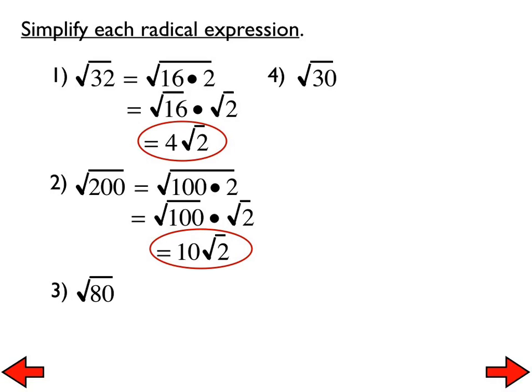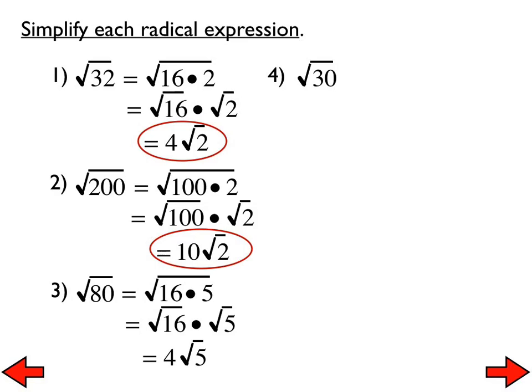Square root of 80, the largest perfect square that goes into 80 is 16. So we're going to break that up into 16 times 5. If you tried to break it up into square root of 4 times square root of 20, as I just explained for number 1, you could still get there. It just takes a little longer. But finding the largest perfect square that goes into a number evenly, that's the easiest and fastest way to get to the simplification. So we get 4 square roots of 5.